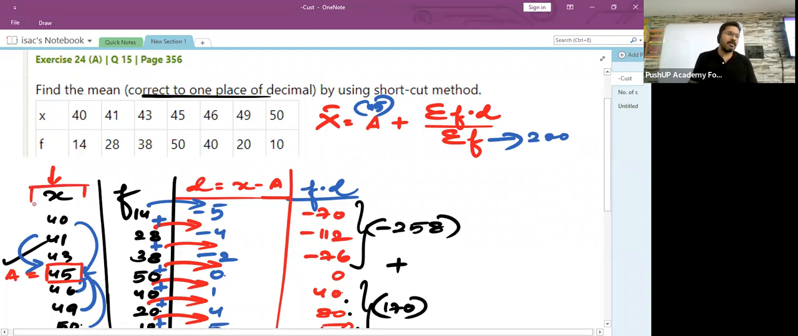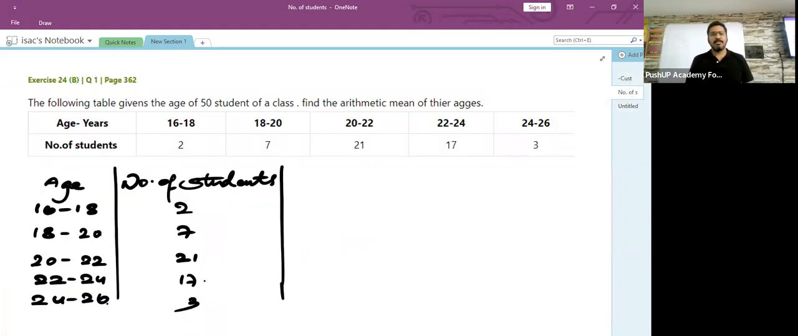The first column was for variable x and the second column was for the corresponding frequencies, isn't it? Now see, this is the grouped data. If you see, the second column is what? The number of students. Number of students means the corresponding frequencies, isn't it?